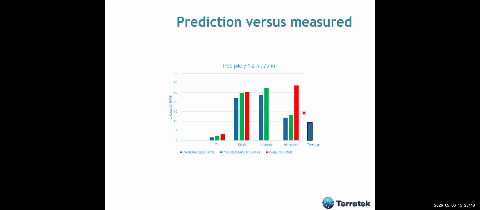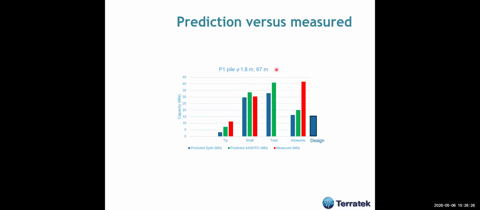So I managed to compare the prediction versus measured results. As you see here, the green is the predicted by the AASHTO method, the red is the measured, and the blue is the SPile, the method that I used before. So what we see are very close values. And the design value was this, and the measure was that. So we have a very, very good result. This pile was 1.2 meters in diameter, 75 meters depth.